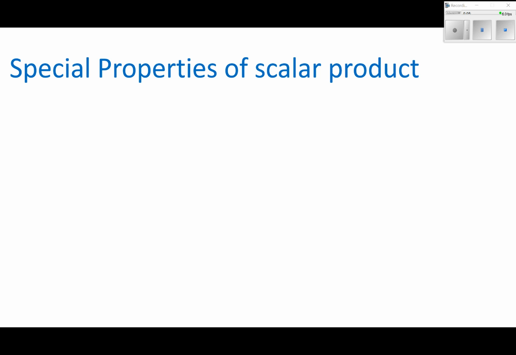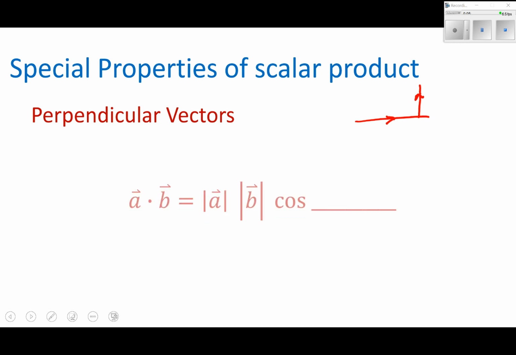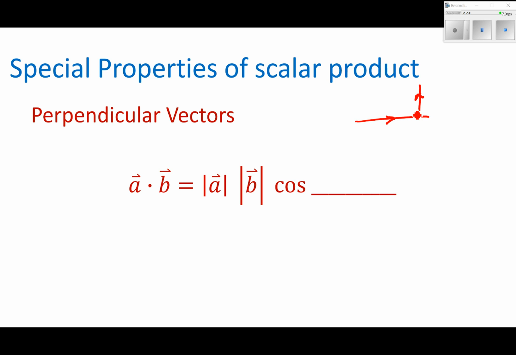Now some special properties of the scalar product. If I had perpendicular vectors, so say I had some vector going this way, and then I have another vector coming off of it looking that way. If vectors are perpendicular, I know that angle between them has to be a right angle. And so this ends up being cosine of 90 degrees. If we think of our unit circle, 90 degrees is right there at the top of our unit circle.